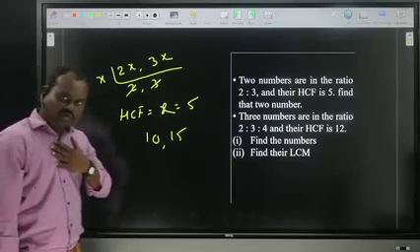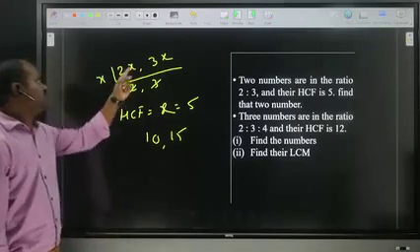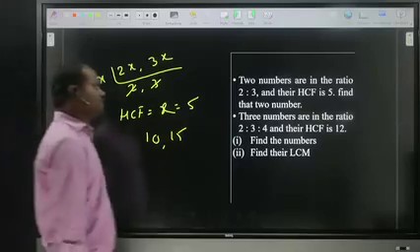As per our assumption, the HCF is x. But as per the problem, x equals 5. That means 5 times 2 is 10, 5 times 3 is 15. Okay, now we'll move to the next example.